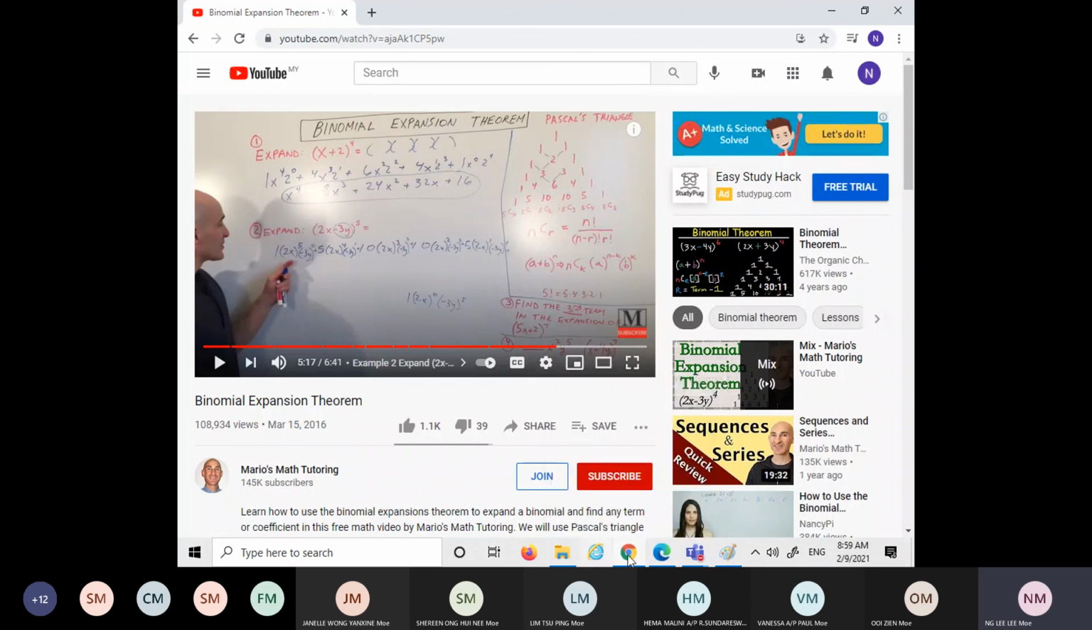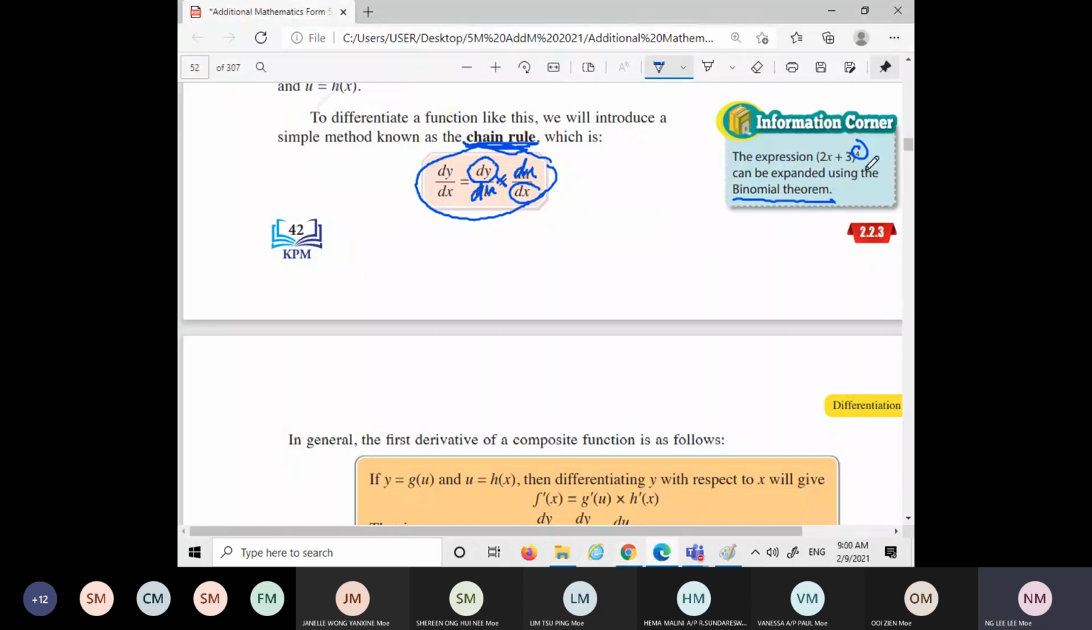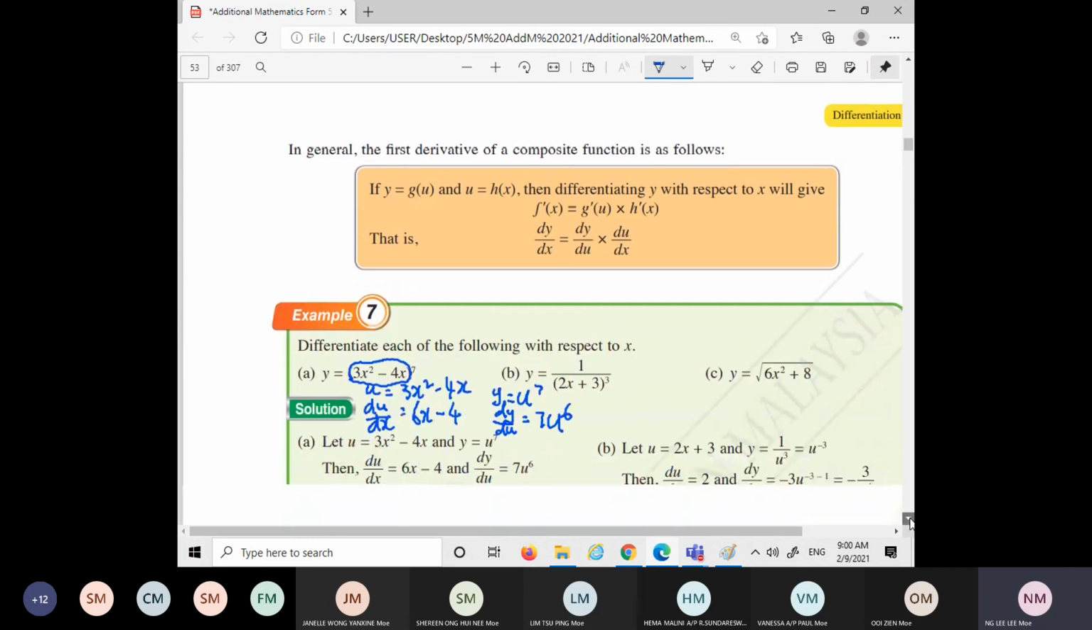Where's the textbook? These questions: 2x plus 3 to the power 4. You may try. Do the expansion, and then differentiate it, and then compare with the chain rule, and compare with the one using the formula.